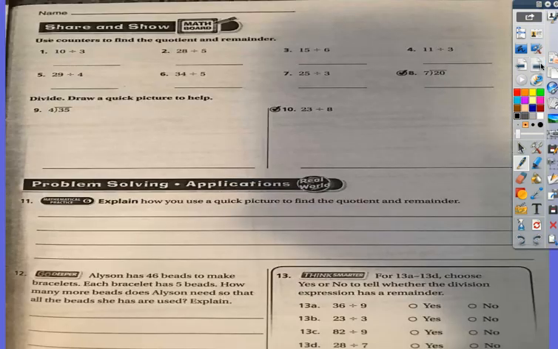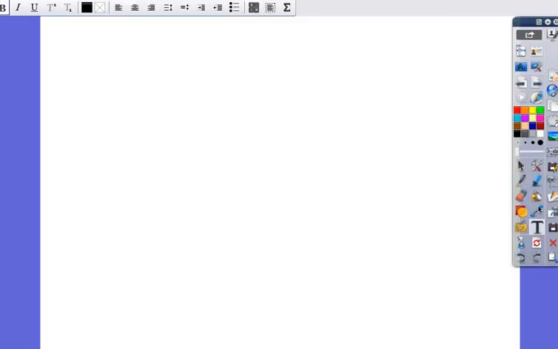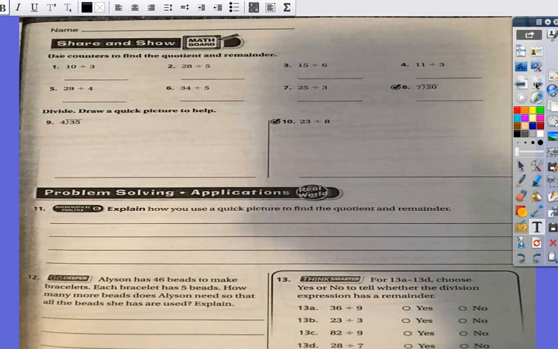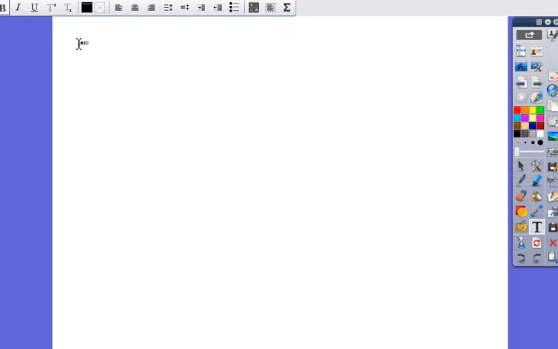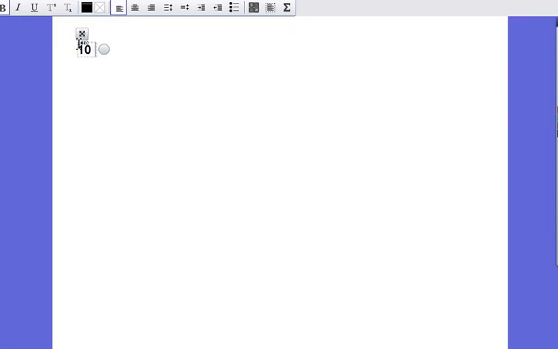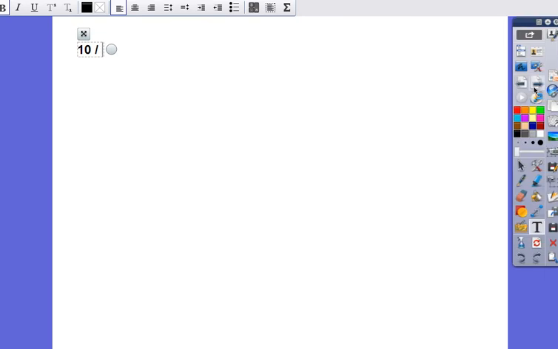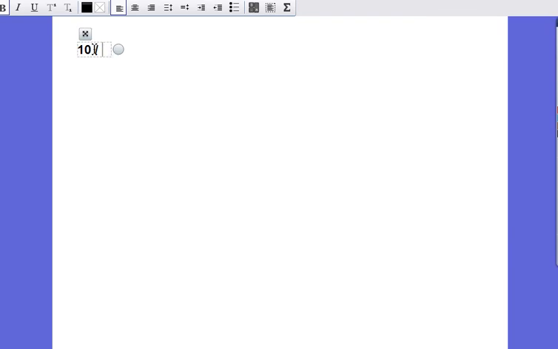Alright, the share and the show, this is where you get to do your practicing. So use counters to find the quotient and remainder. I'm going to insert a page after and type what I had for some of those problems. So 10 divided by 3 and 28 divided by 5. So I have 10 divided by 3. Okay, so I'll start with this one.